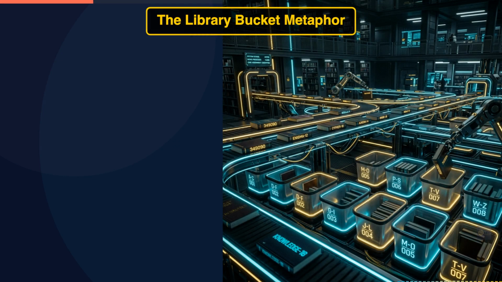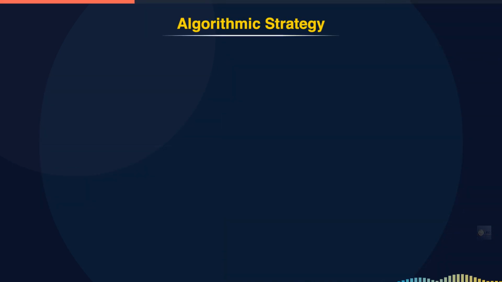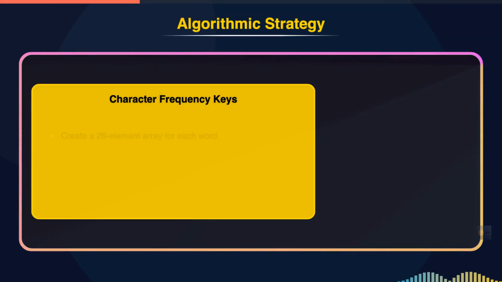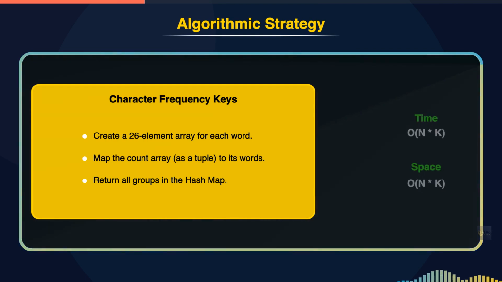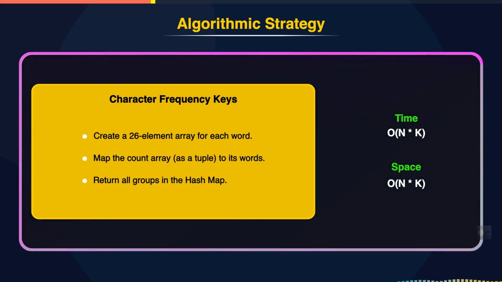The trick is to find a unique signature for each group of anagrams. If two words are anagrams, they will have the identical count for every character from A to Z. Think of it like a library sorting system. Every book has a secret code based on the number of letters it contains. You do not care about the title, just the letter count. All books with the same code go into the same bucket. In our code, that bucket is a hash map where the key is a character frequency array.